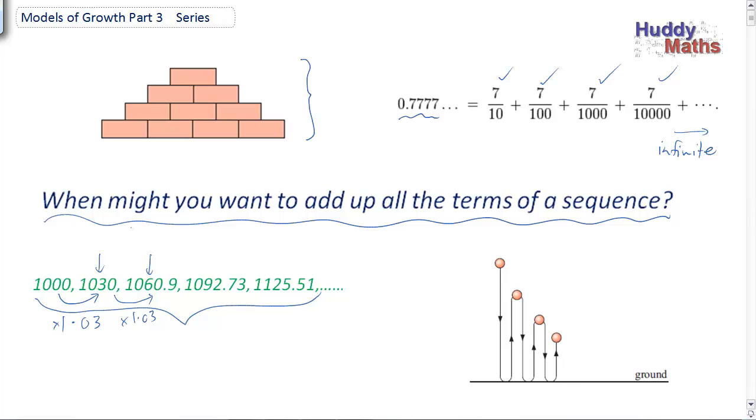No, they are what we might call running totals. This is the total since the beginning, and so on. So your bank's not going to give you the amount of money at the end of the first year, second year, and so on. You've left it in there and it's grown. So it wouldn't be appropriate to add up all the terms of that sequence.